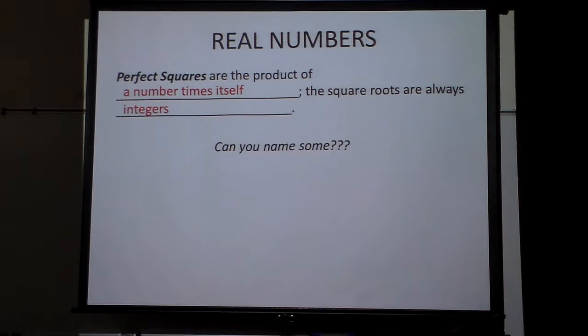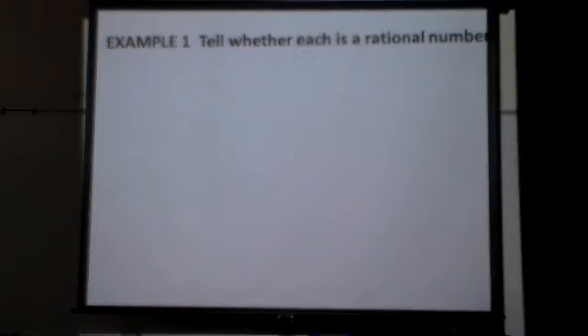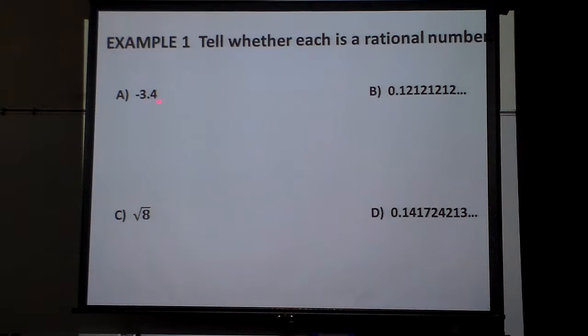So, let's get a little practice in. Can you tell whether it's rational or not? Look at this first one. It's terminal, meaning it ends. So therefore, it is considered to be a rational one. It is rational. Now look at B. It goes 1, 2, 1, 2, 1, 2, 1, 2, repeats. If it's repeating, it's considered to be rational.